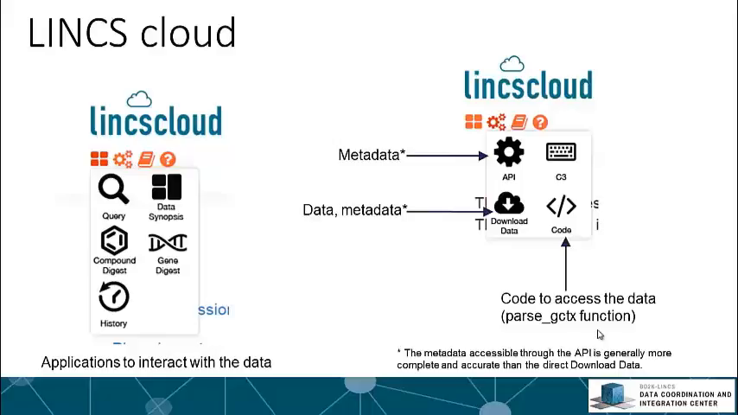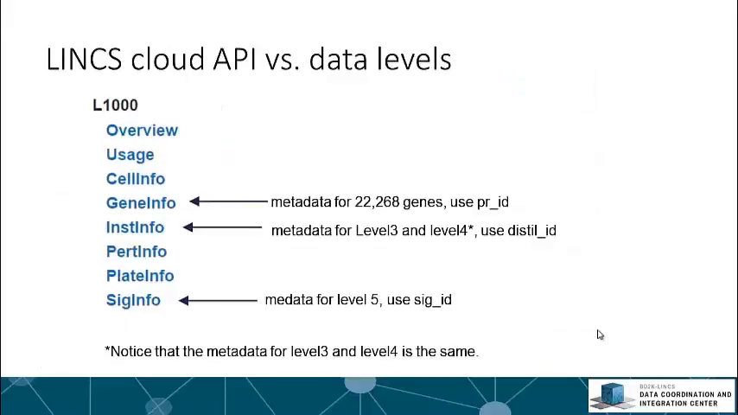Notice that the metadata accessible through the API is generally more complete and accurate than the directly downloaded metadata. This slide shows the services provided by the LINCS Cloud API. After downloading the data, you will get basically a matrix with row IDs and column IDs. The row IDs are probe IDs for each gene and can be queried through the gene info service.